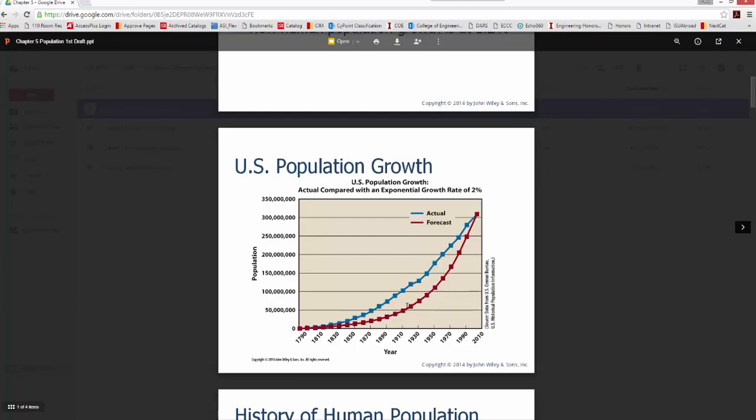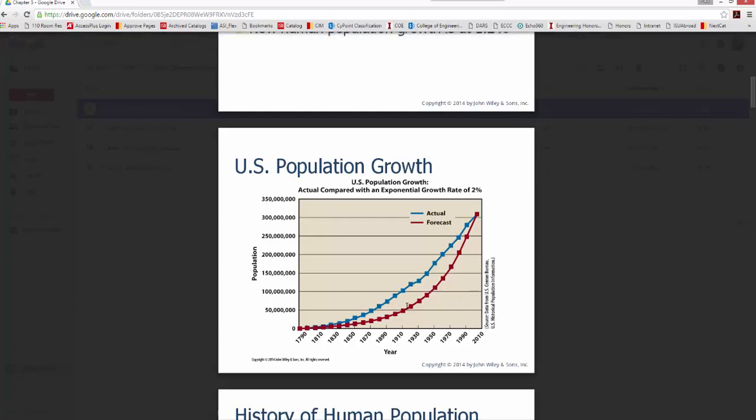That would be using the exponential growth rate of 2% per year. This is the forecasted population growth, the red curve here. If we were to look at population increasing at 2% per year, you see the forecast. Now, the actual growth rate is exponential, but it is at a higher rate. So our growth rate actually was higher than 2%.